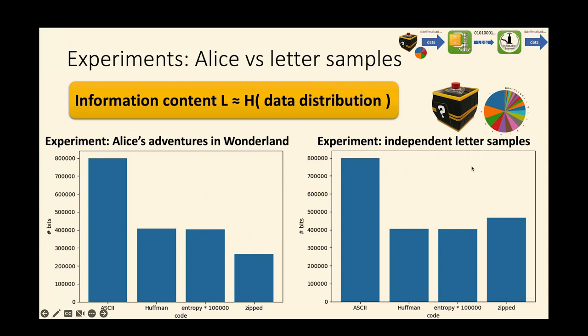This won't work on independent letter samples because there's no bigrams. I mean, there's just trivial bigrams. So there, the Huffman code is really good. But here, you actually win by zipping it. And that means you have to be more clever in compressing. You can be more clever if you have more knowledge about your data.